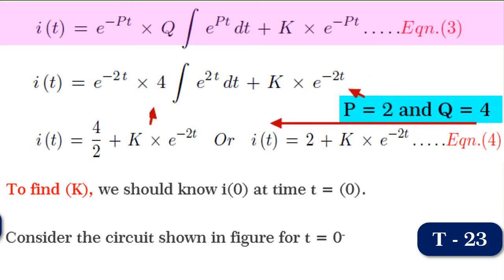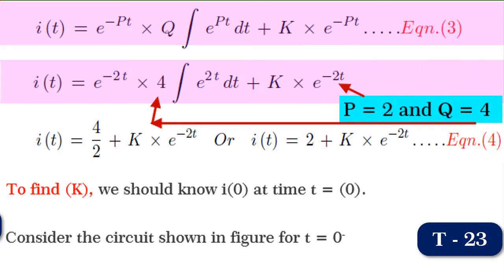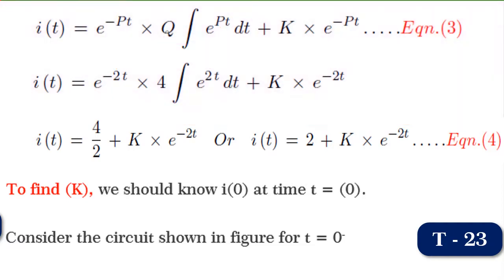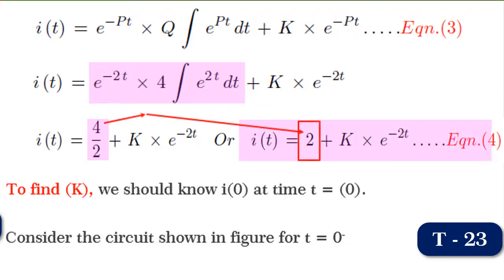By substituting the values of P and Q, we get I of t is equal to e to the power of minus 2t into 4 into integration e to the power of 2t dt plus k into e to the power of minus 2t. By solving the integration term, we get I of t is equal to 2 plus k into e to the power of minus 2t. Let it be equation 4.